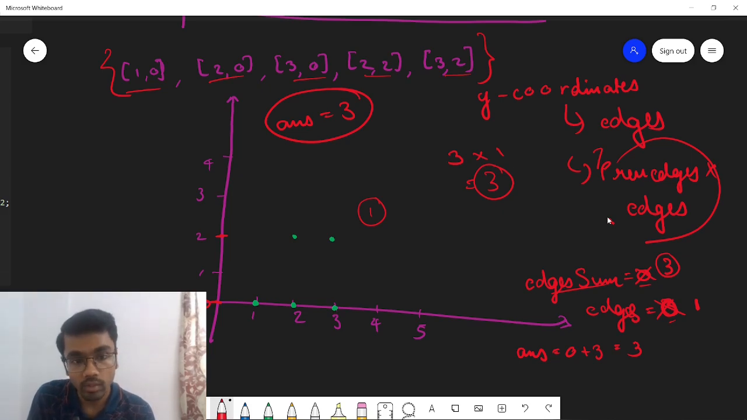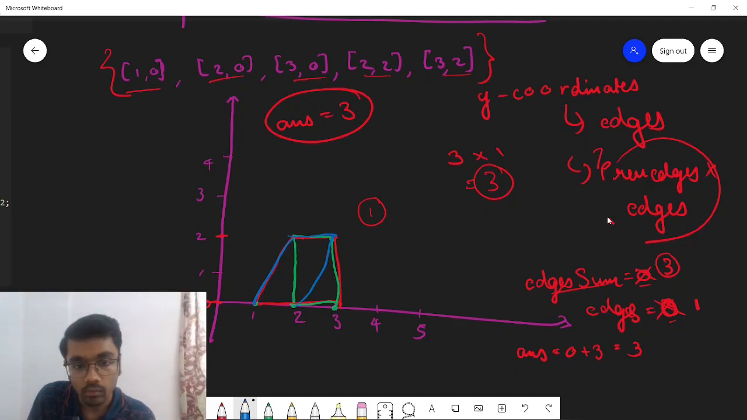And if you see, you can actually make it like this. This can be one particular horizontal trapezoid. The second one can be this one, and the third one can be this one. So in total we can form 3 horizontal trapezoids. So this is how we'll be solving this problem. So let us see the code now.